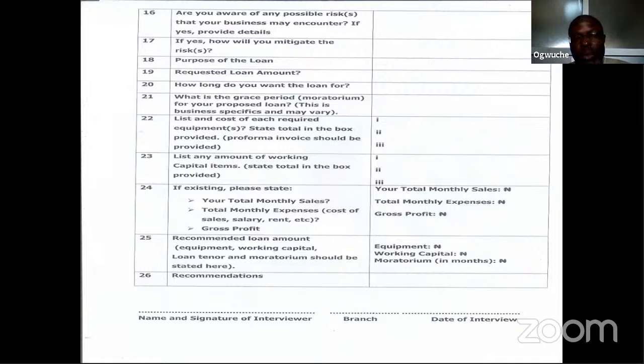Purpose of the loan. What is the loan for? Is it to start up a new business or expand an existing business? So here again, startup and existing come in. If it's to start a business, then you say startup. If it's for an already existing business, then it's expansion. How long do you want the loan? The tenure is normally 7 years, but if you want a shorter period, you indicate. What is the grace period? Is there a moratorium for your proposed loan? This is business specific and might vary.